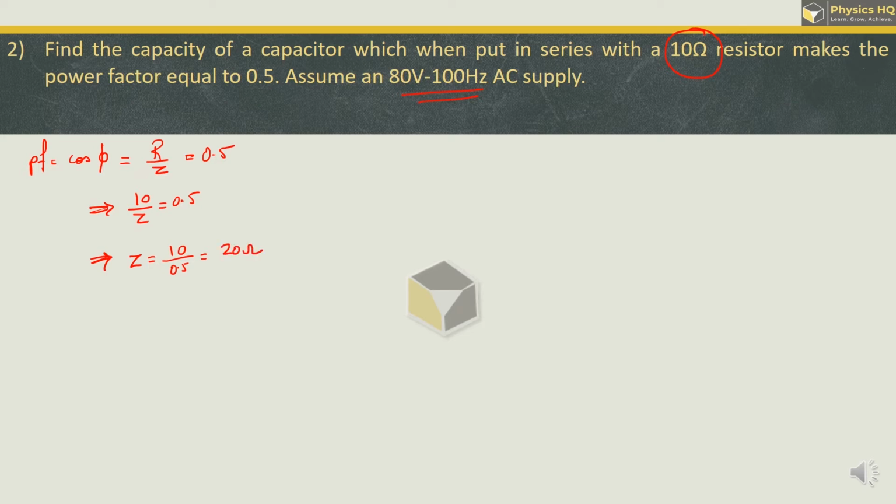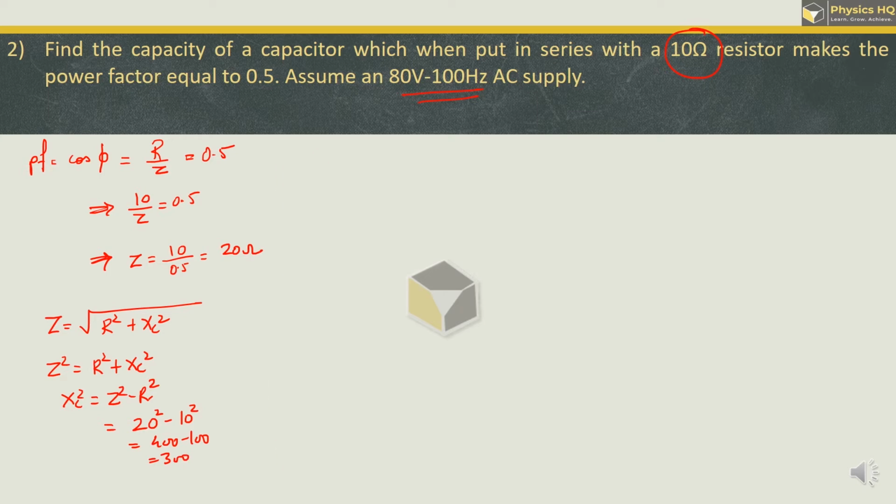Now in this circuit we have only resistor and capacitor. So Z is given by the formula under root R square plus XC square. There is no XL. So we can write this as Z square equal to R square plus XC square, or XC square is equal to Z square minus R square. Let us put the values. Z is 20 square, R is 10 square. This is equal to 400 minus 100, which is 300.